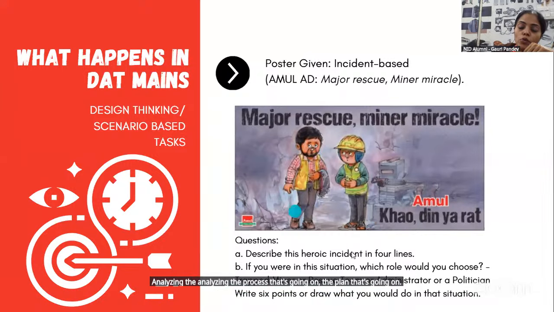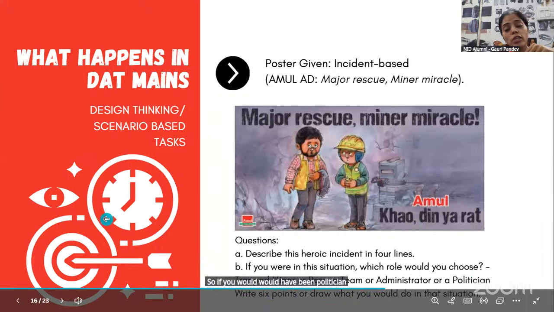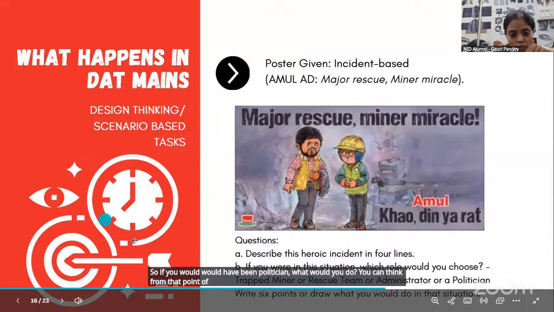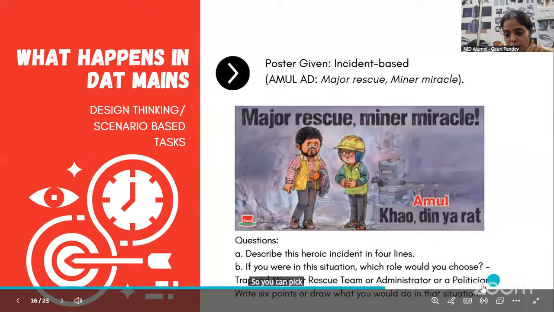So if you had been a politician, what would you do? You can think from that point of view and also mention it. So you can pick up any of these and then describe.